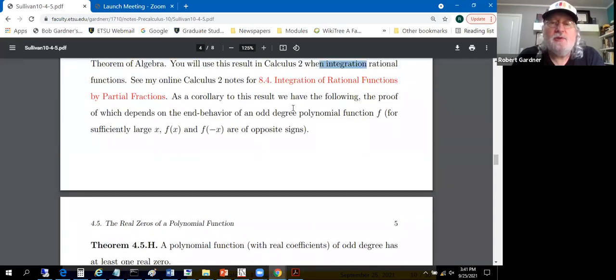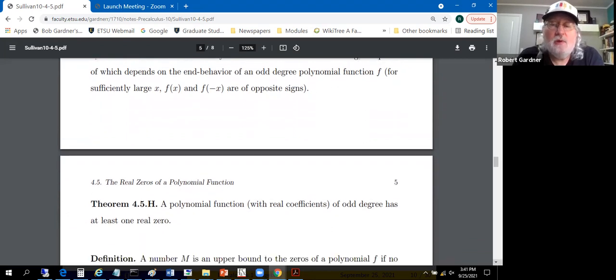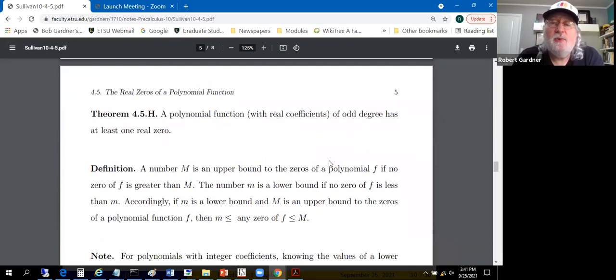As a corollary to this idea, we've got the following, the proof of which depends on the end behaviors of odd degree functions. It states a polynomial function with real coefficients of odd degree has at least one real zero. That can be addressed in the setting of something called the intermediate value theorem, which we'll state. Let's just save this for later.